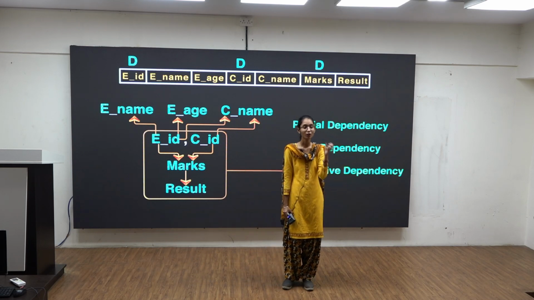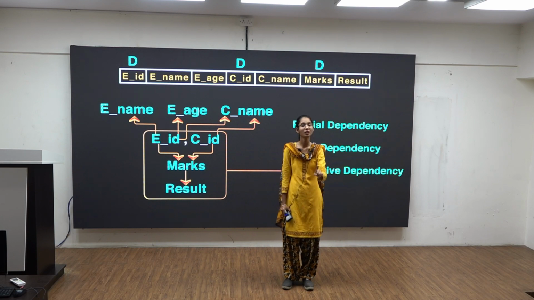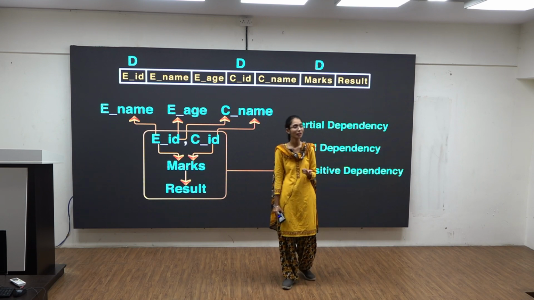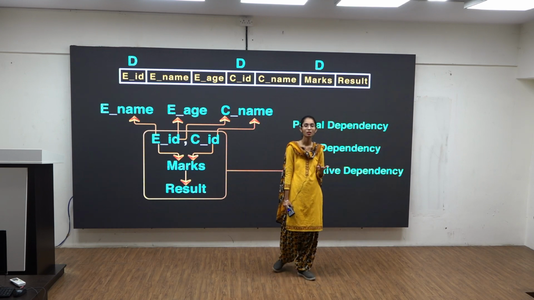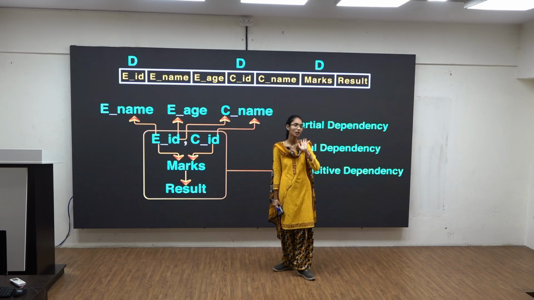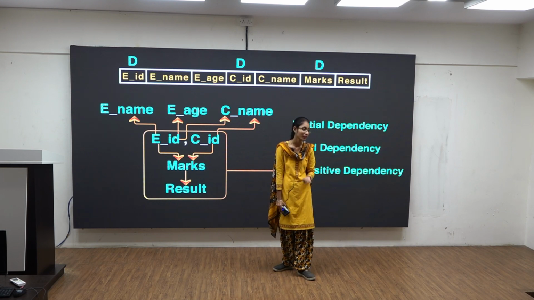normalization. Whenever you take up the raw data, this is very, very important, and even in interviews, they will ask you, what is partial dependency? What is total dependency? What is transitive dependency? If you are telling it orally, definitely they will not understand. You need to take up the examples properly and represent them properly.